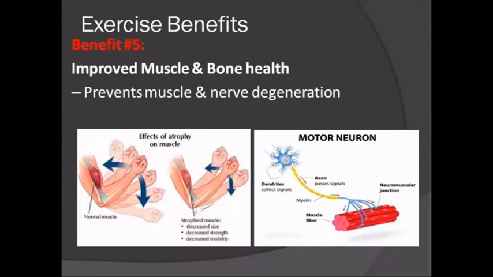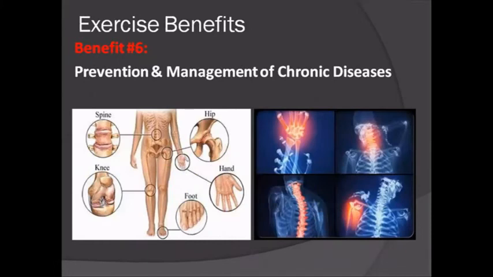Next, we have improved muscle and bone health. So it helps you to prevent muscle and nerve degeneration. And last one, prevention and management of chronic diseases. So when you are engaged in regular strength training activities, you are securing the long and strong health of your musculoskeletal system.